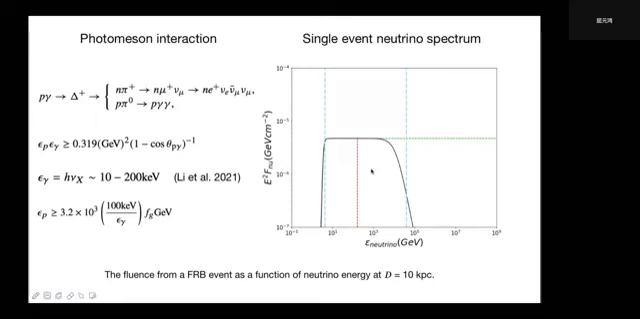We use the X-ray photon information based on the Insight-HXMT results as reported by Li et al. We derived the minimum required proton energy and the neutrino energy based on the X-ray cutoff energy. This figure presents the single event neutrino spectrum. The black curve is for neutrino emission in the magnetosphere, and the green curve is for neutrino emission from relativistic shocks beyond the light cylinder.